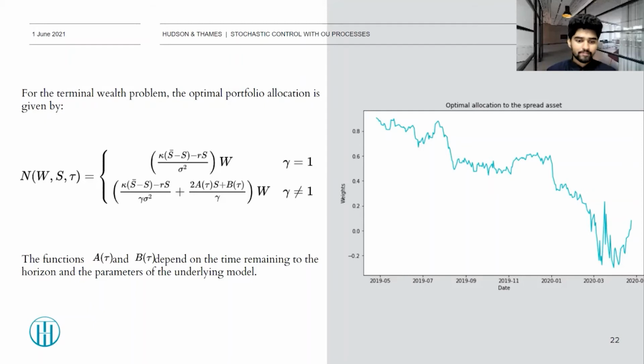more risks. So on the right hand side, we can see a plot of the optimal portfolio weights calculated for the spread asset from 2019 May to 2020 May. This is calculated on the GLD GDX pricing data.